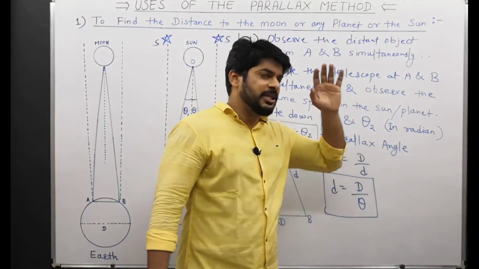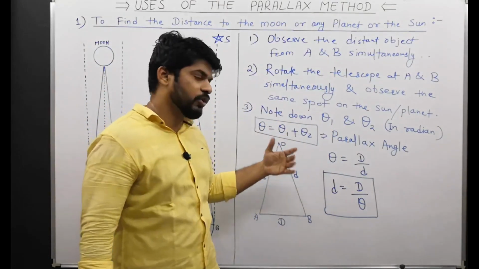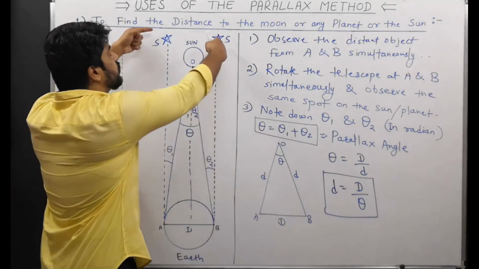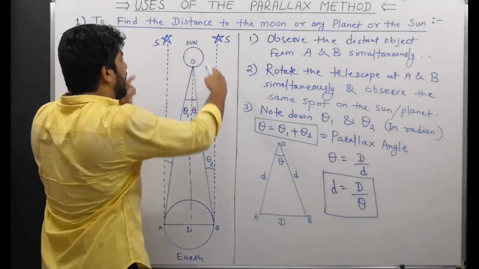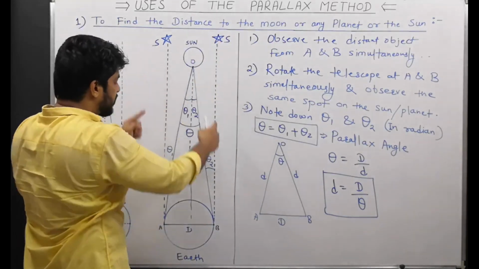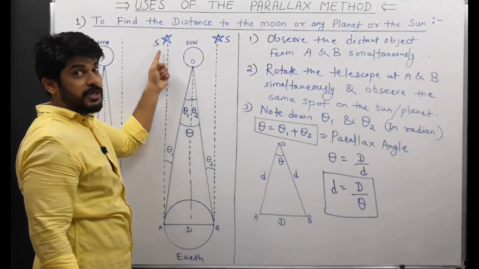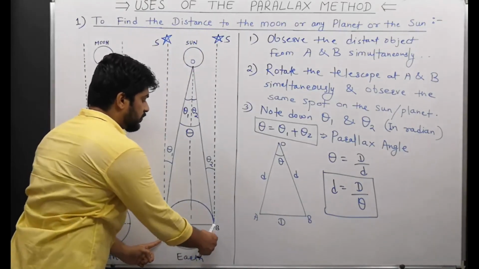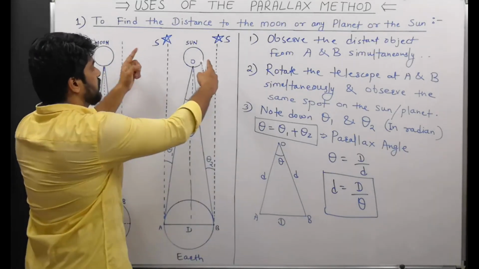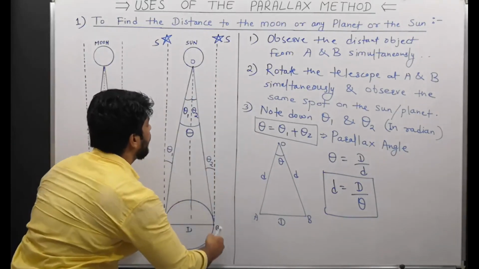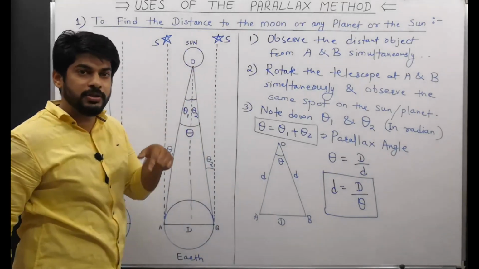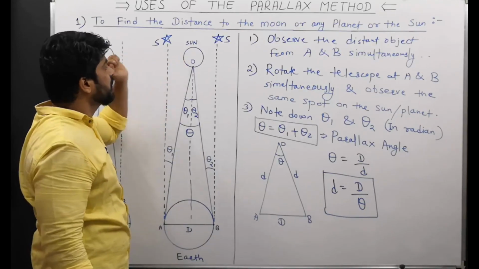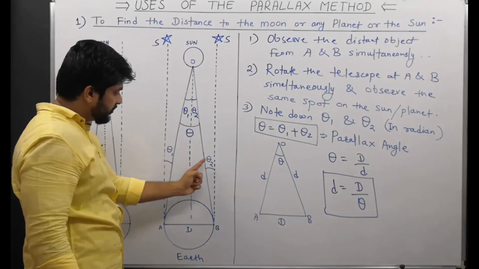So the experiment is pretty simple. You can see here what we do is, from the 2 points of observation, first we observe the distant star, which is in the same direction, the same star. These are not different stars. So we observe it from the 2 different locations. Then we just rotate a little and we observe the same spot on the given planet or the sun. And then we note down these angles, theta 1 and theta 2.